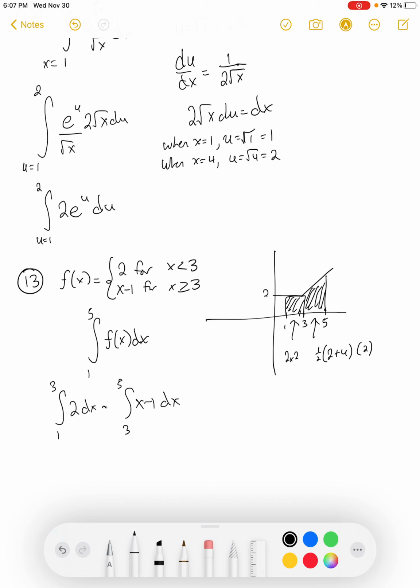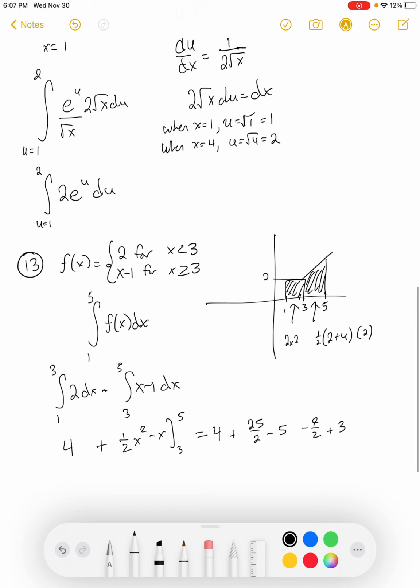Geometrically, this is much easier, right? This thing is obviously just 4. And then this thing is 1/2 x squared minus x from 3 to 5. You could take my word for it, this is going to end up being 10: 4 plus 25 halves minus 5 minus 9 halves plus 3. And that is 10. Okay, 10 sounds like a good answer.